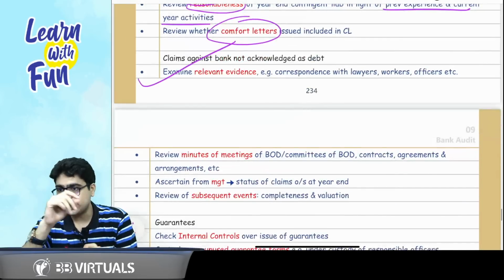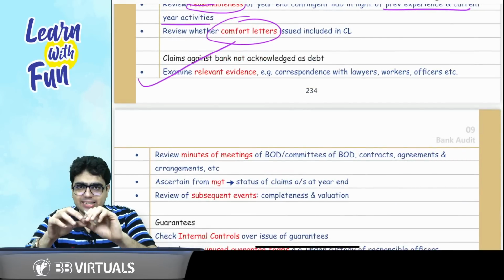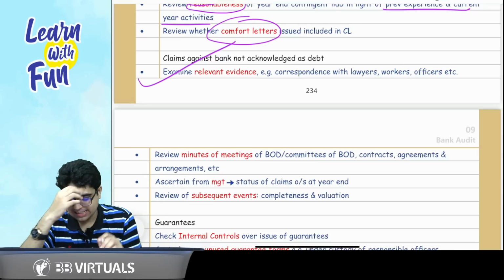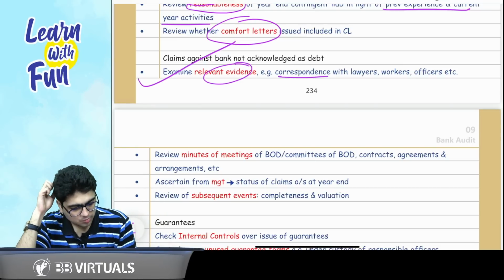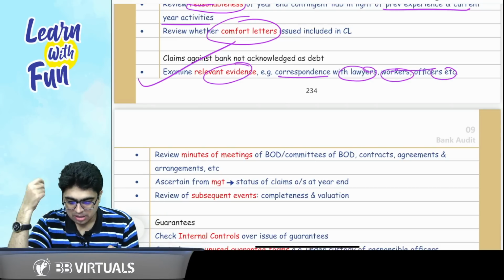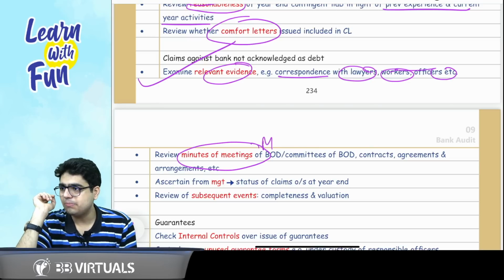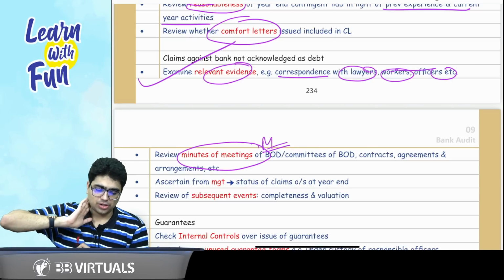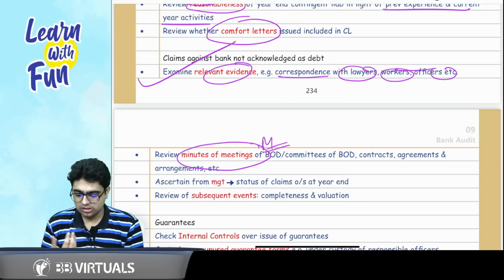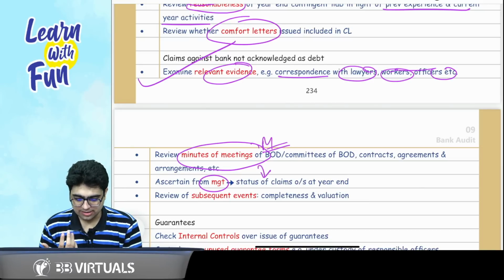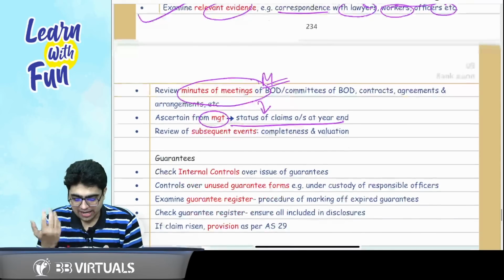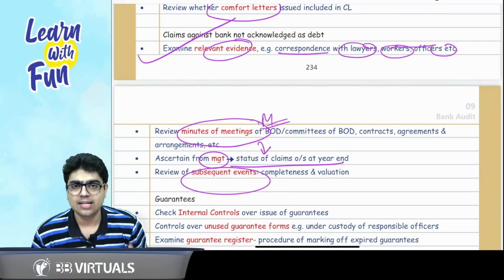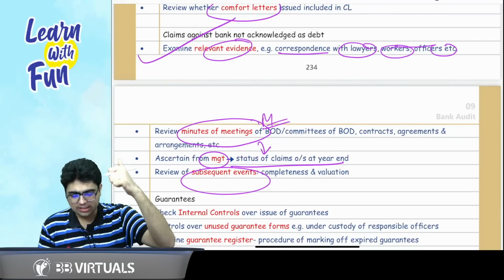Then comes the next point, claims against the bank not acknowledged as debt. Whatever be the claims, how will you get to know about them? From the management. Examine the relevant evidence, that is the correspondence with lawyers, workers and officers. Plus you can review the MOM, minutes of the meeting of the board of directors, committees of the board, contracts and arrangements. Also ask the management what the status of claims is at the year end. And after the year end, you can view the subsequent events. So this is a four step process. First of all, the relevant evidence.